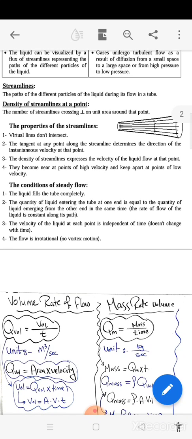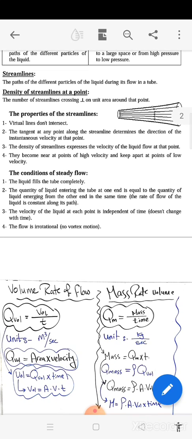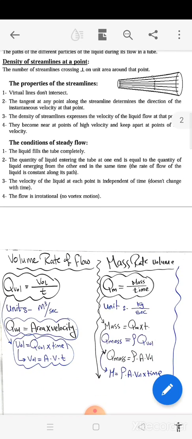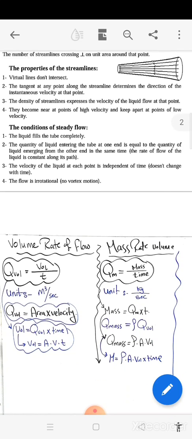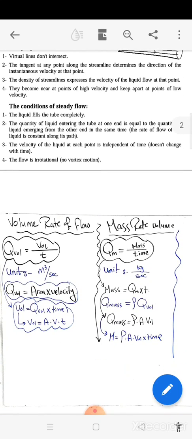The quantity of the liquid is constant, entering or exiting. The velocity of the liquid at each point is independent of time, and the flow has no vortex motion, as it's not turbulent. A vortex is an eddy or whirl. So you have to know the volume rate of flow.